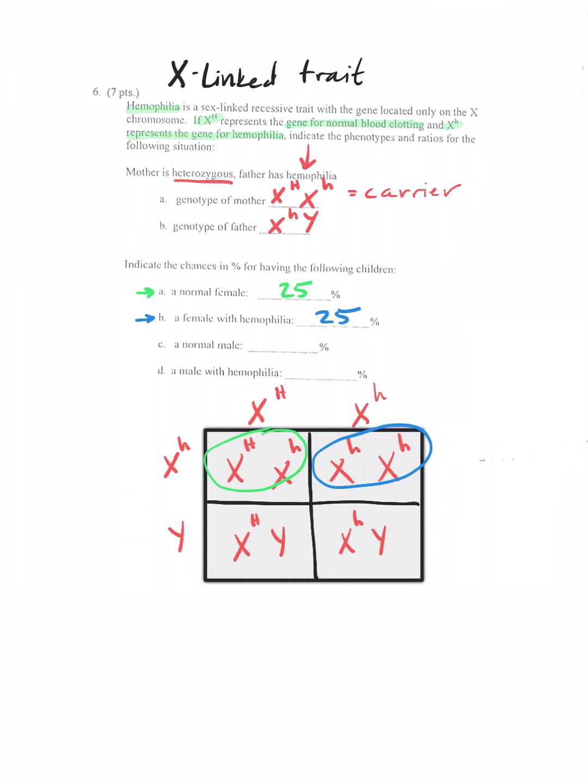Next, we're going to look for a male who has normal clotting factor. And so there is indeed one option, X^H Y, and since there's only one, there's a 25% chance that they'll have a male who can clot. And they also do have a chance of having a male with hemophilia. X^h Y is the genotype that would give us that, and so that's again a 25% chance since it's 1 out of 4.